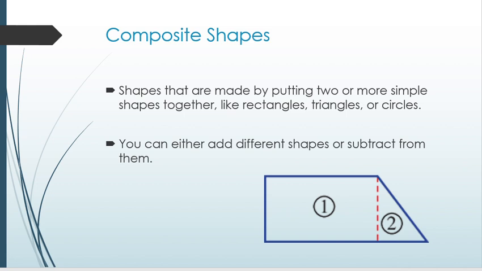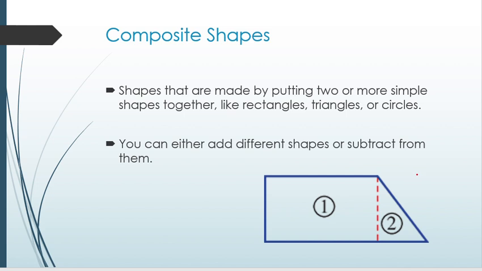Composite shapes. So these are pretty much shapes made by putting two or more simple shapes together. So you got rectangles, triangles, circles, yada yada yada, the whole shebang. And then what you're going to do is you can either add or subtract depending on what you need to do. Okay. And I'll just go through that really quickly.